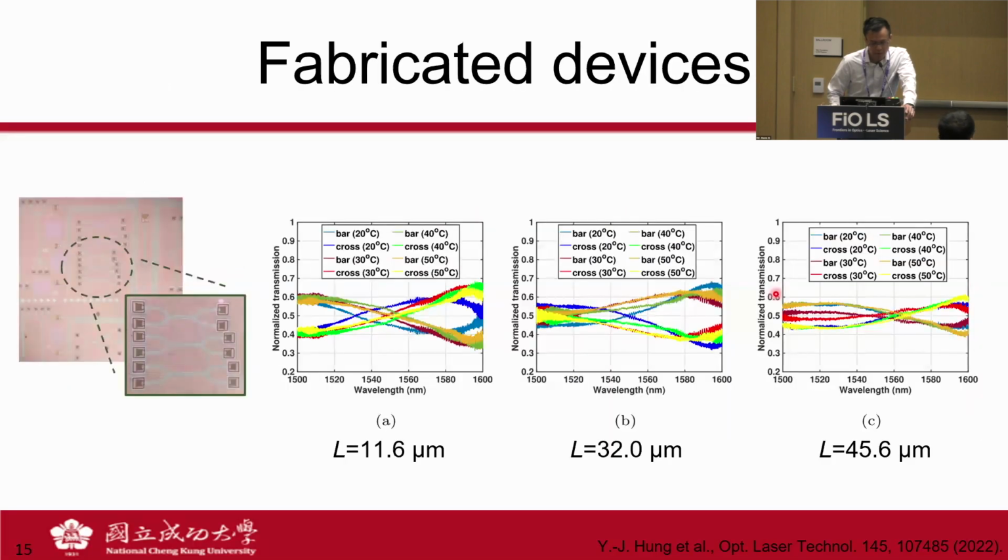These are some of the devices we fabricated, and we also chose different taper lengths. These different colors show the device performance at different temperatures. As we can see, these devices are very robust against temperature. And as the device gets longer, you get a flatter and flatter spectrum, close to 50-50 splitting, which is also similar to conventional adiabatic devices, but this is much more efficient.